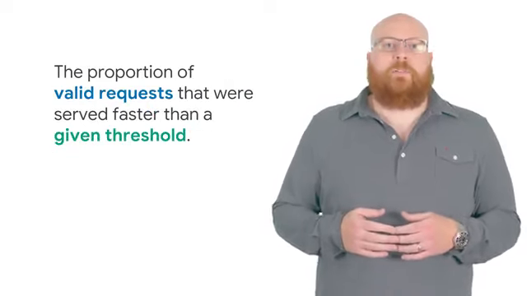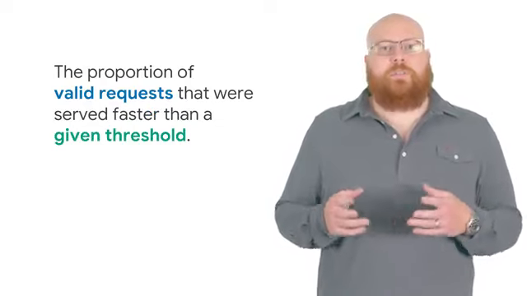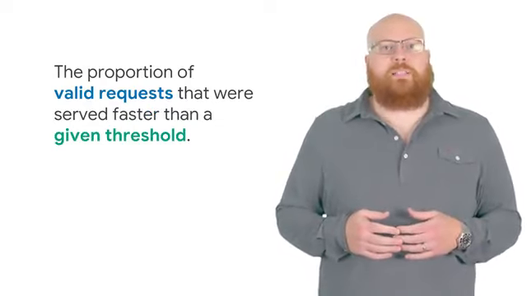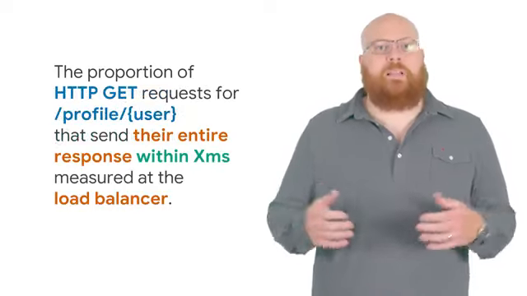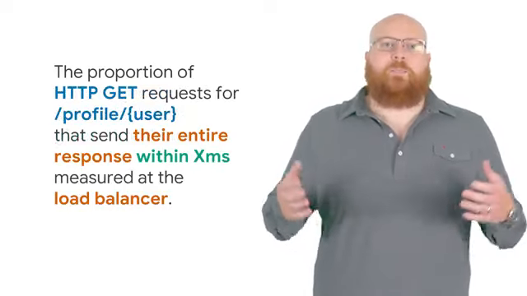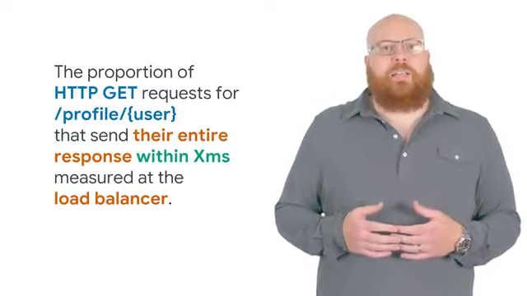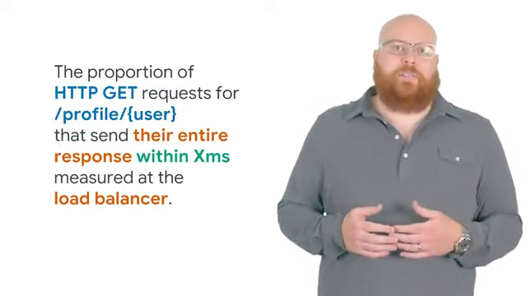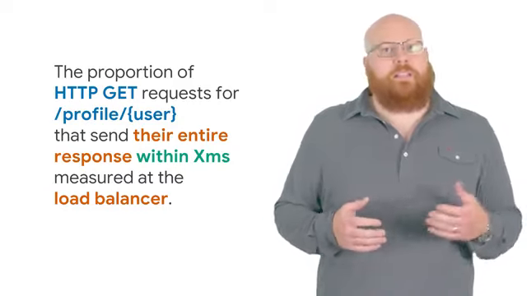We can go through a similar process for a latency SLI. Setting the specific threshold for too slow is something we'll do later when setting SLO targets for the SLI. For now, we can leave it as X milliseconds. So we end up with an SLI implementation that looks like the proportion of HTTP GET requests for /profile/user that send their entire response within X milliseconds measured at the load balancer.